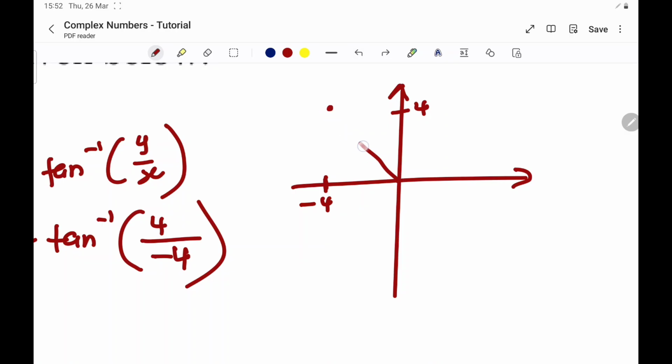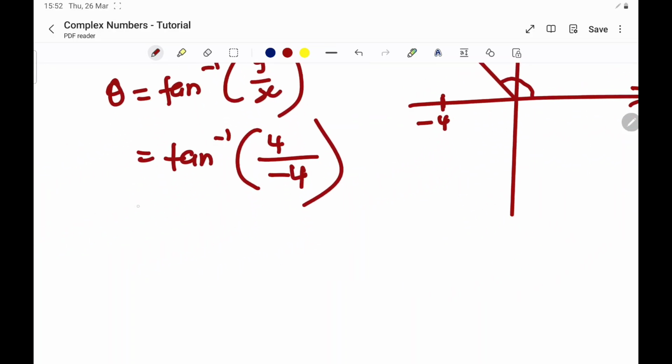So the angle that you want right now is here, starting from the origin until this line. We know already that this is in the second quadrant, so your answer is going to be positive. Here you use your calculator, inverse tangent of 4 divided by negative 4, and you're going to get negative 0.785.